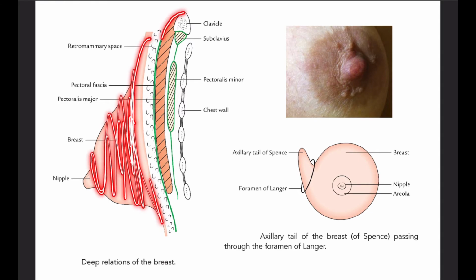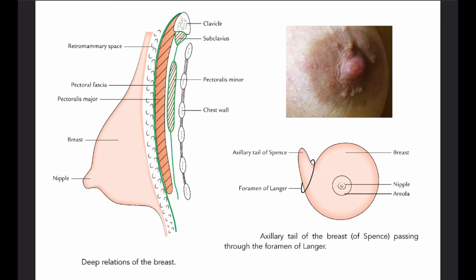This green color line is the deep fascia, or it is known as pectoral fascia, because this pectoral fascia is located above, or anterior to, the pectoralis major muscle.